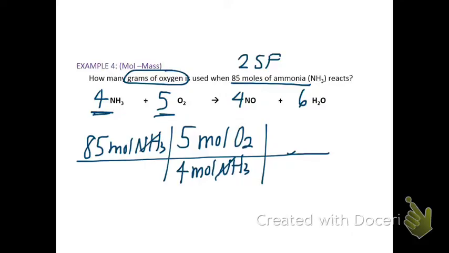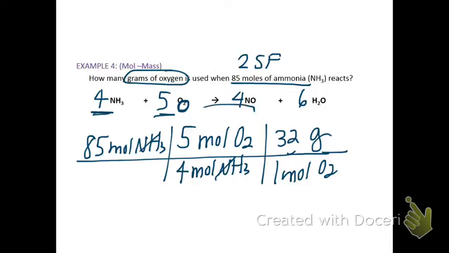It's wanting to know grams of oxygen. So that means I'm going to need to use my molar mass. So I'm going to have 1 mole of oxygen. And what is the molar mass of oxygen gas? 16. No, not 16. Oxygen gas, diatomic. See that little 2 right there? So it's 32.